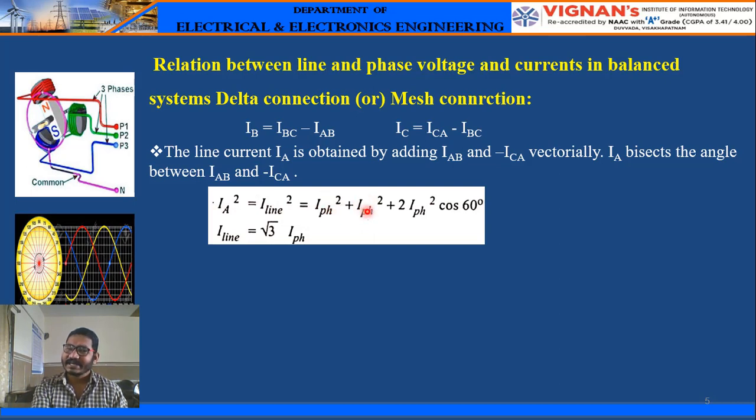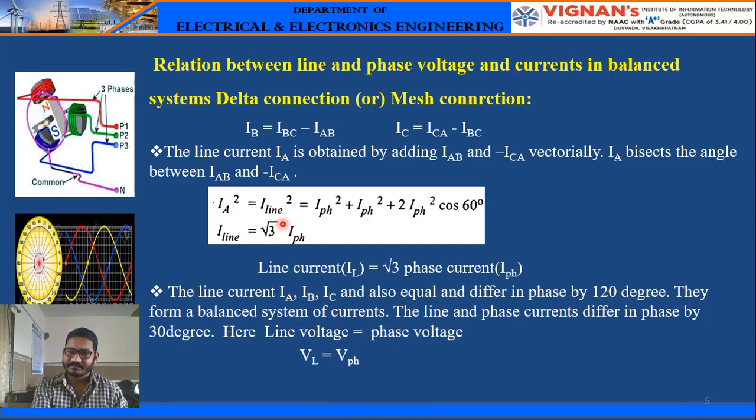So I phase square plus I phase square plus 2 I phase into I phase cos of the angle between IAB and minus ICA, which is 60 degrees, as we found previously in the phasor diagram. Cos 60 is 1 by 2, so the 2 cancels. So IA square, the I line square, equals 3 I phase square. I line equals root 3 into I phase. It means line current equals root 3 times phase current.